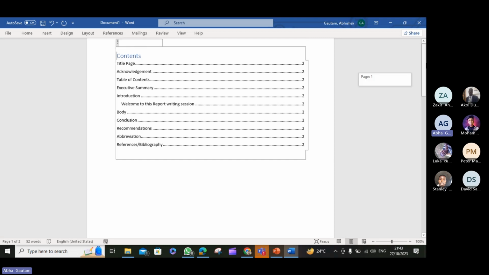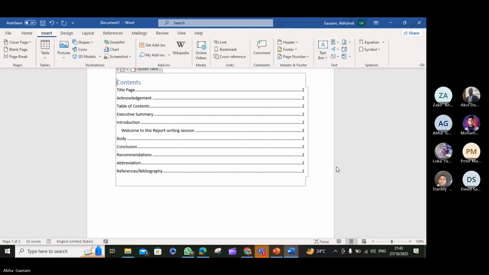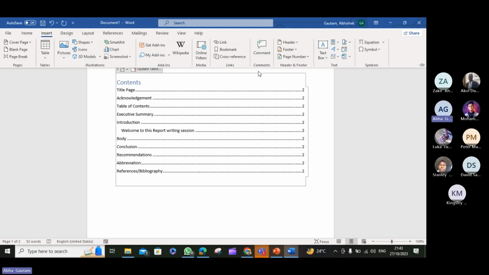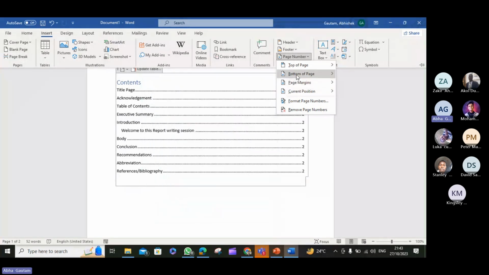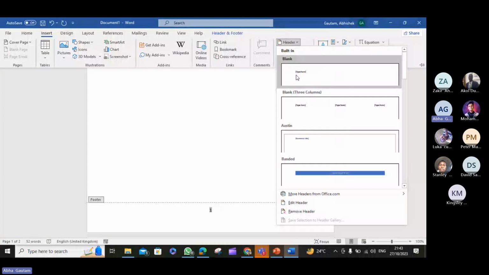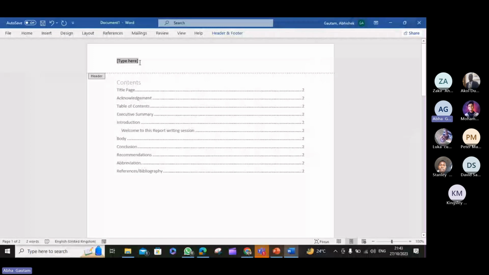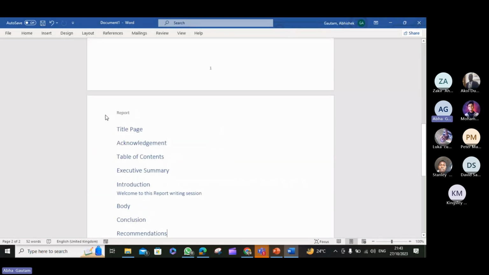So some of the things which you should notice, I think you know about this, but still, you should mention the page number from the insert tab. And you can choose the format. You can also add headers to keep this uniform on every page. For example, I'm writing here report. Okay, then you can see it will come on every page. This header, you can keep on the footer as well.